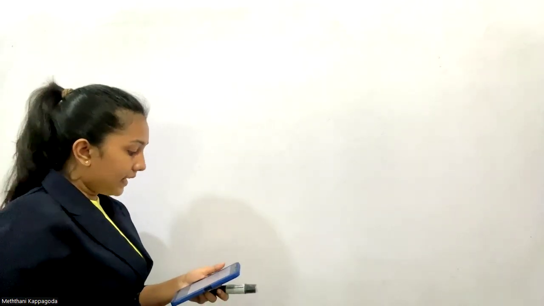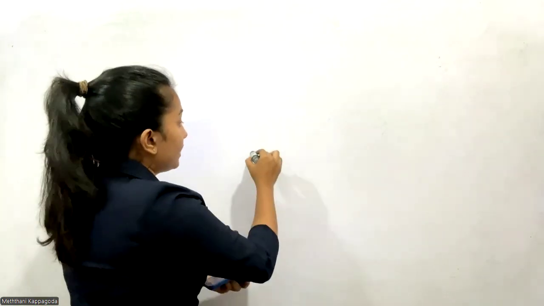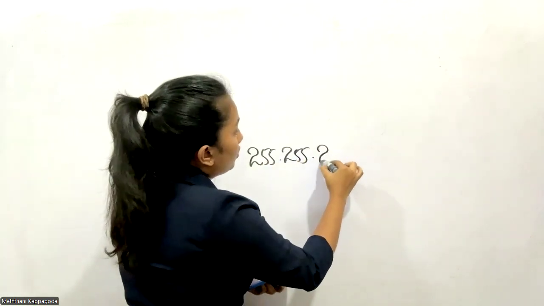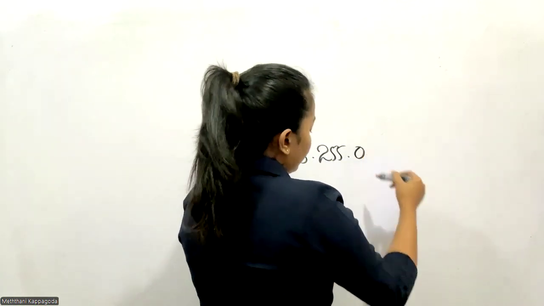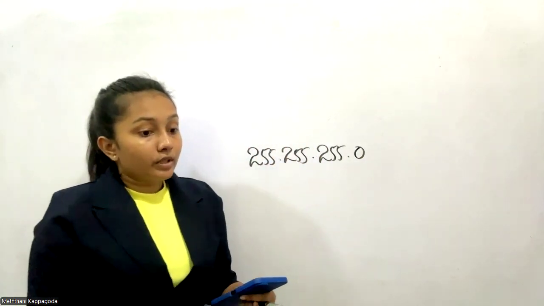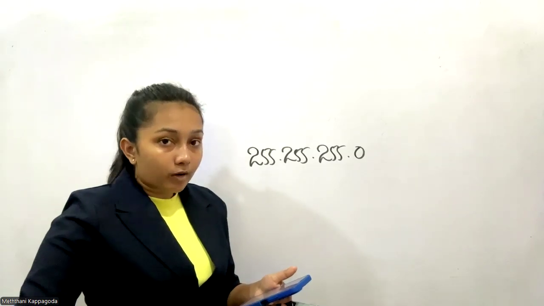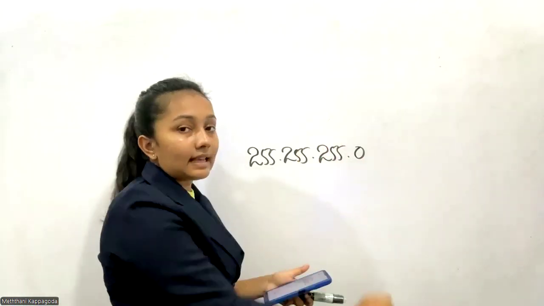Answer number 4. Then question number 16. Which of the following indicates the number of host bits and the number of IP addresses respectively in a class C network? In a class C network, the default subnet mask is 255.255.255.0. This is the default subnet mask. So you are asking the number of host bits. Number of host bits is 8.